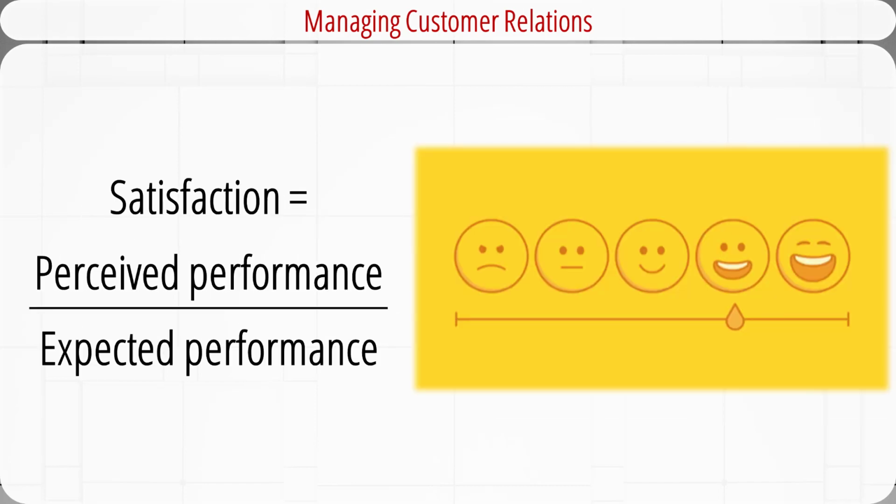Customer satisfaction can be measured in terms of met expectation. It's equal to the perceived performance divided by expected performance. When performance falls short of expectations, then the ratio is less than 1, and the customer is dissatisfied. If the performance matches the expectations, then the ratio is equal to 1, and the customer is satisfied. If the performance exceeds expectations, then the ratio is greater than 1, and the customer is oversatisfied.